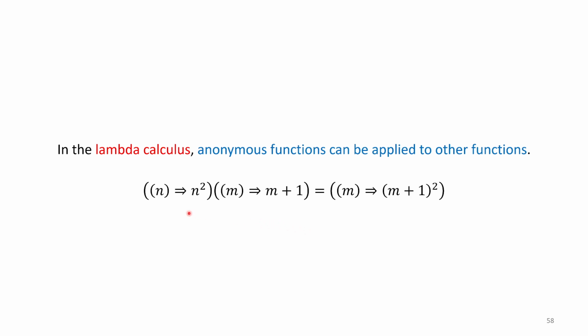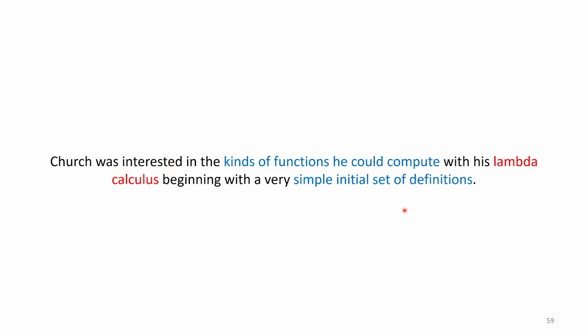In the lambda calculus, this is part of where things get interesting: anonymous functions can be applied to other anonymous functions. So we can take this function we've been working with and apply it to this other function that maps m to m plus 1. And then that would give us something that maps m to (m plus 1) squared. So we can compose functions together and build new functions.